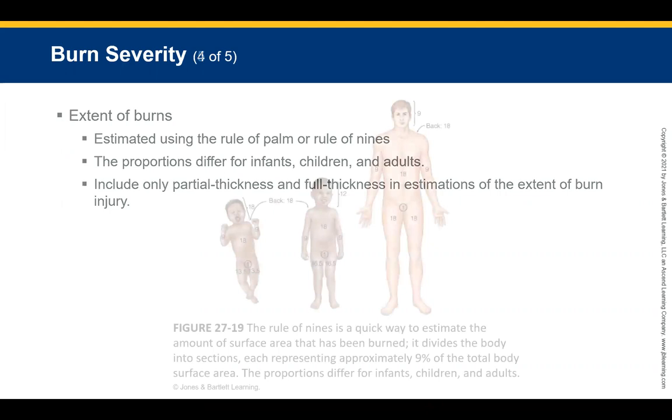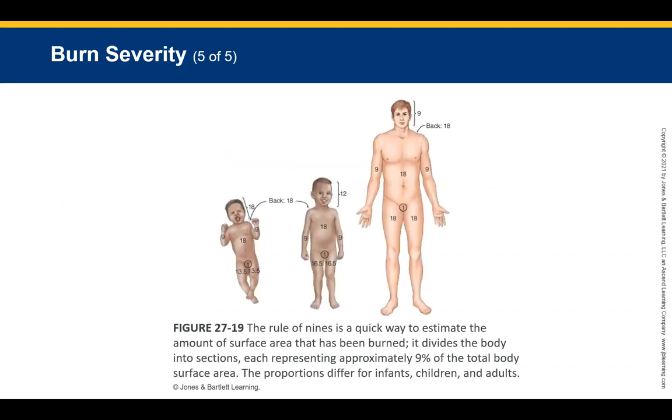So here is a picture of the rule of nines. The arms on infant, child, and adult are all 9. The chest and back are 18 each, so it's 9 and 9 on each side. Sorry, I said that wrong. All genitalia is 1. You can see the difference right there in the child and infant versus the adult, how the legs vary in different percentages. The entire head of an infant is 18, a child is 12, and an adult is 9.